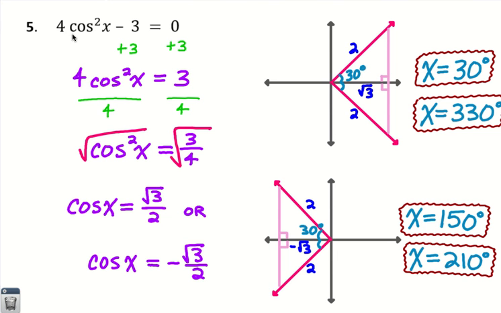Okay, so in an example like this, we were able to actually get the cosine of x by itself. We had to end up doing a square root of both sides, and that ended up with a plus or minus deal, but we were able to do it.